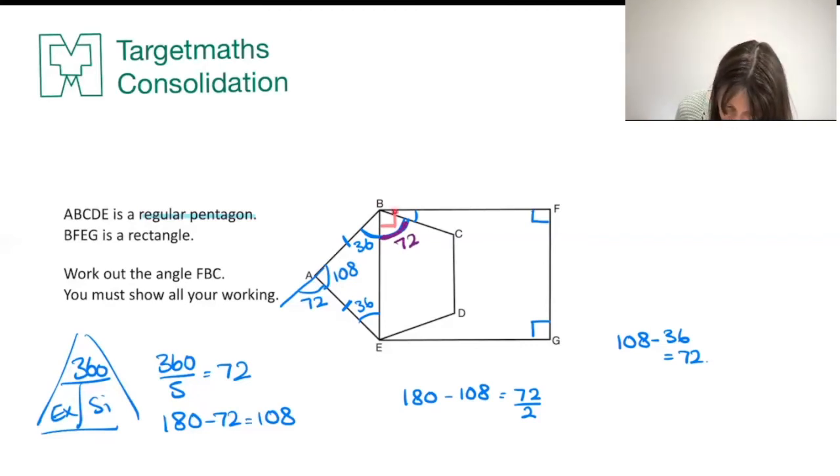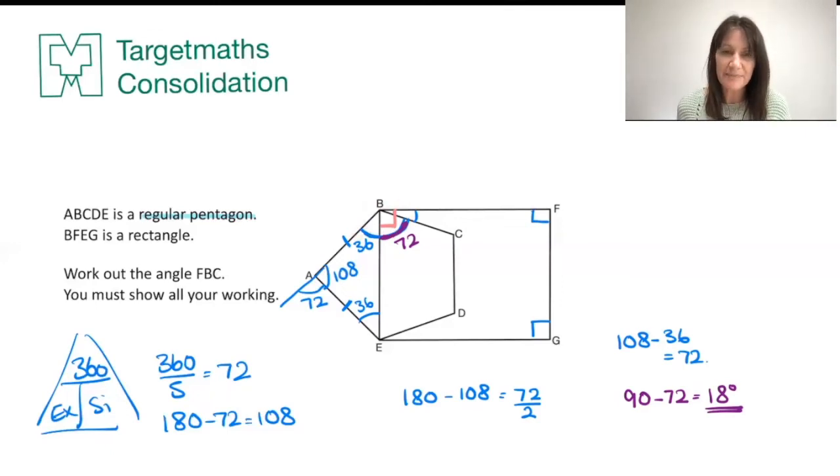Now I can do the full 90, take away that 72 to leave me that bit there. So 90 take away 72 gives me 18 degrees. That is the missing bit. So all of this is incredibly important, but one bit on its own doesn't solve it, okay? Hopefully that was clear. You can at any point rewind and rewatch that if you need to.